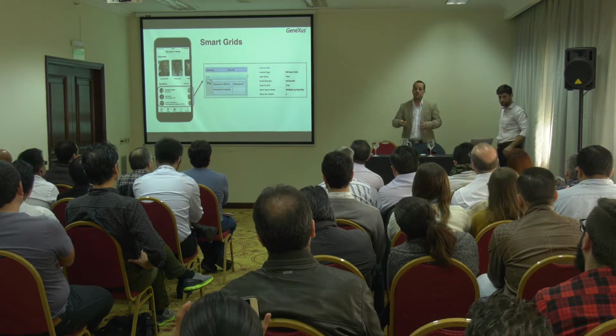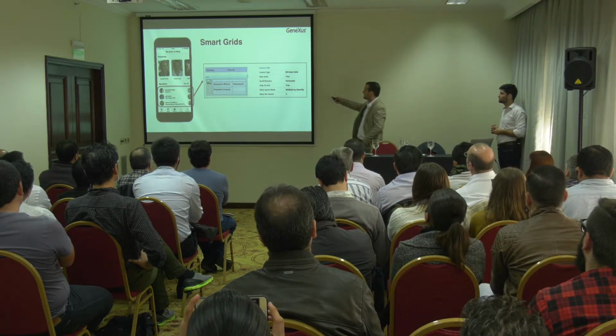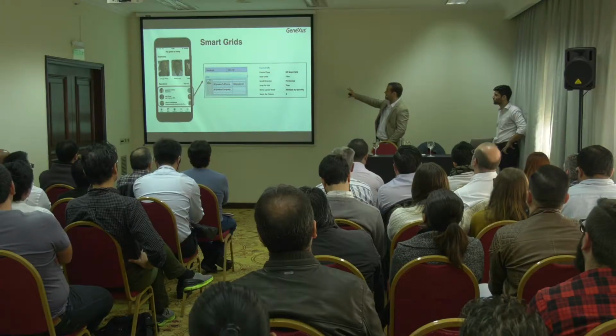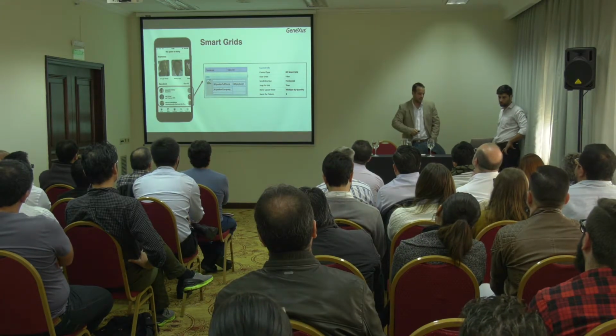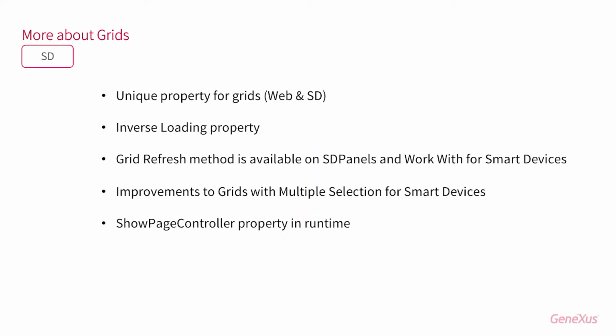We could do it in the past, but we had to code much more. Here is just the image you see on the right-hand side, applying the smart grid with the scroll in horizontal direction and the item in 3 columns, and the result is the one you see on the screen just by doing that. More about grids.